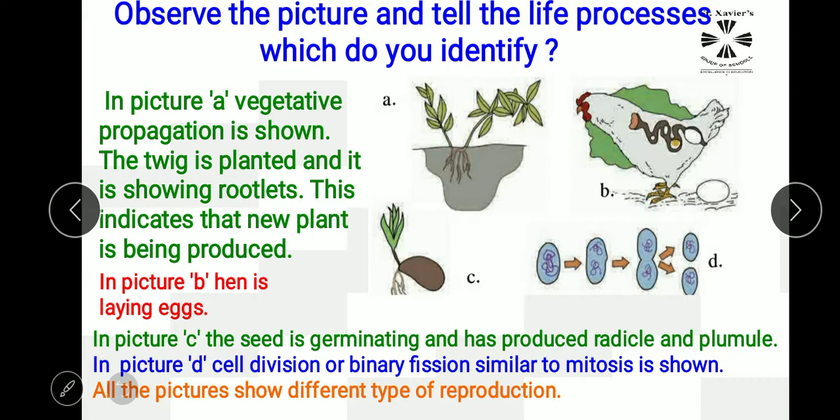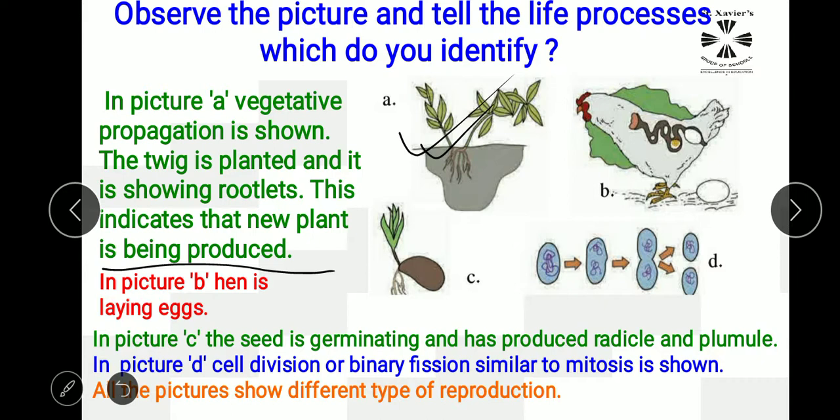The picture A, when we see picture A, vegetative propagation is shown here, students. See here, the answer is there, I have written the answer over here. In picture A vegetative propagation is shown. The twig is planted and it is showing rootlets. This indicates that a new plant is being produced here.